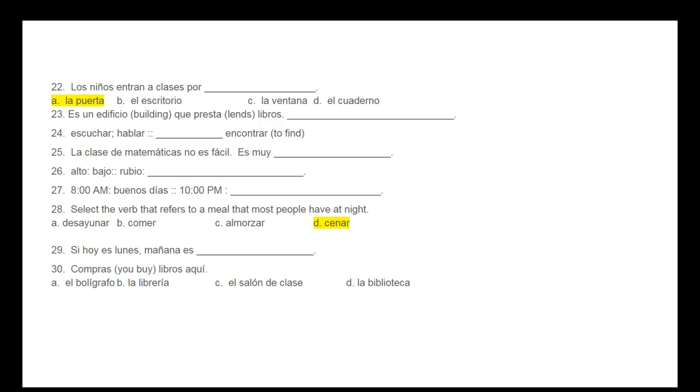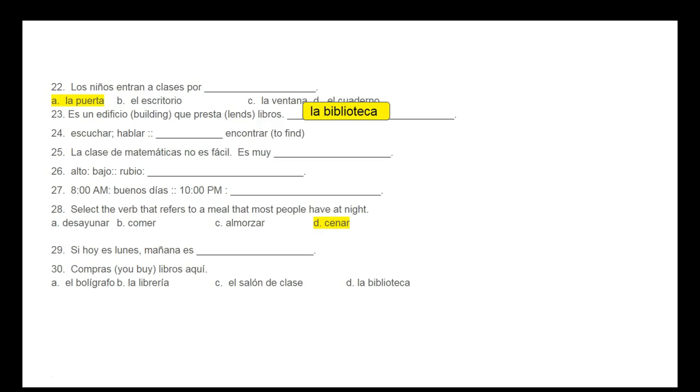Número 23, es un edificio que presta libros. It's a building that lends books. La biblioteca. So this is where, when some of these questions, there's just a lot of vocab that is being thrown at you. So it takes a long time either to look up these words. So hopefully this will make the process a little bit easier. So it's kind of throwing you into the fire, but sometimes that's the best way to learn.